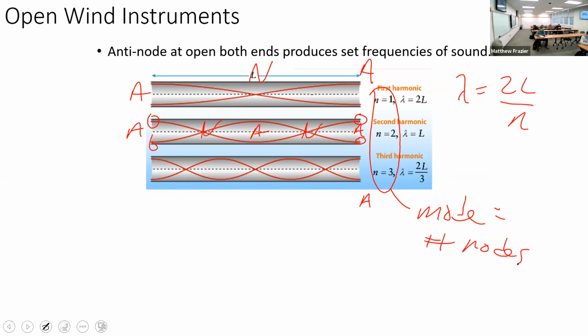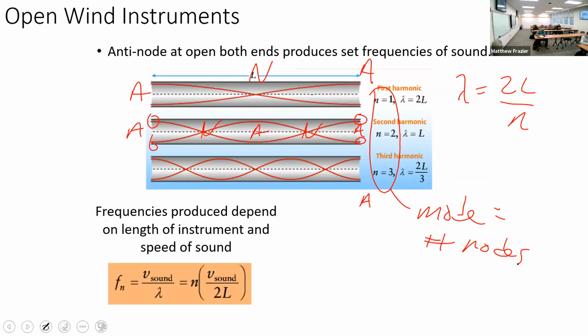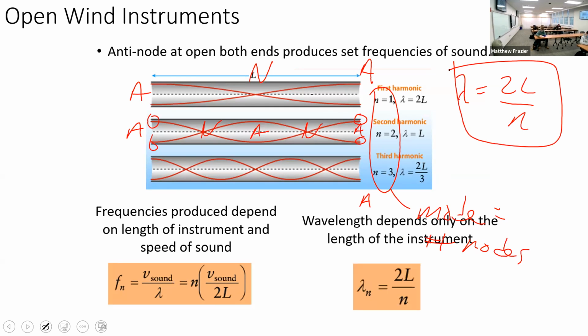This is sort of the mirror image of the string. In the string, both ends were fixed. Here, both ends are free to move. But the gist of this is going to be that we have a formula. And the formula doesn't really care whether we have nodes or antinodes. It just requires the velocity and the wavelength. And we know what the wavelength looks like. It looks like this. So wavelength only depends on the length of the instrument here. It only depends on the length of the pipe.